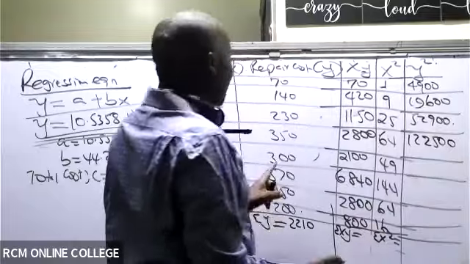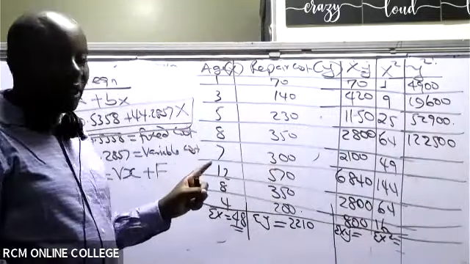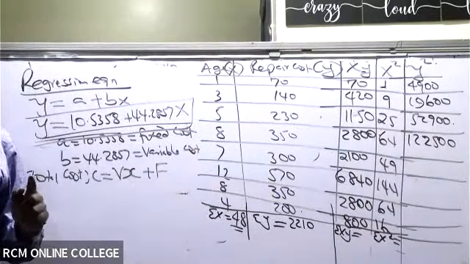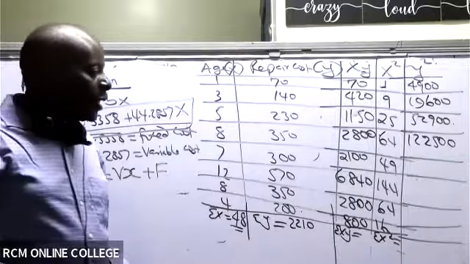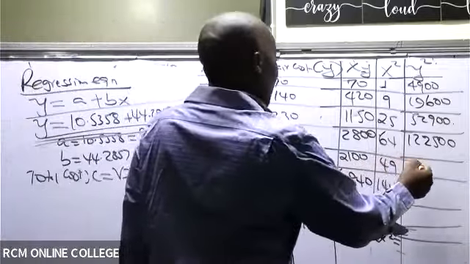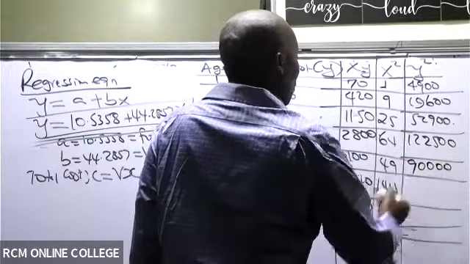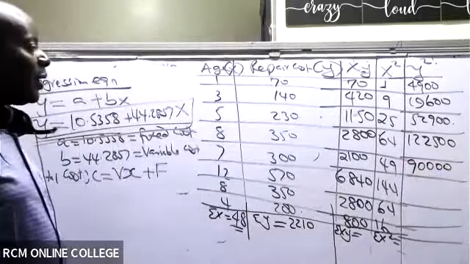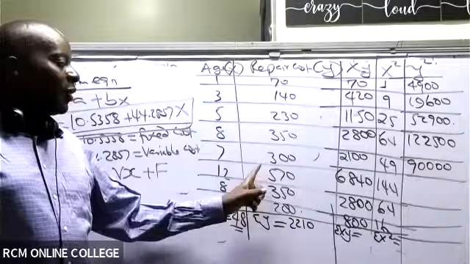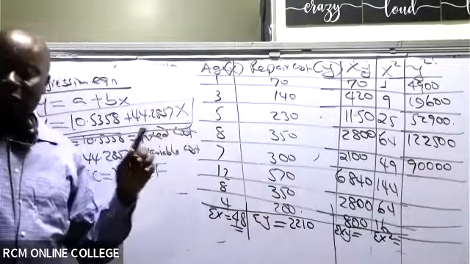So this is 122,500. From there, we have 300 squared. I think these I'll be able to get, but there's no harm if I got this number from you. So I'm being told it's 90,000. And then lastly, we have 570 squared. How about 570 squared?